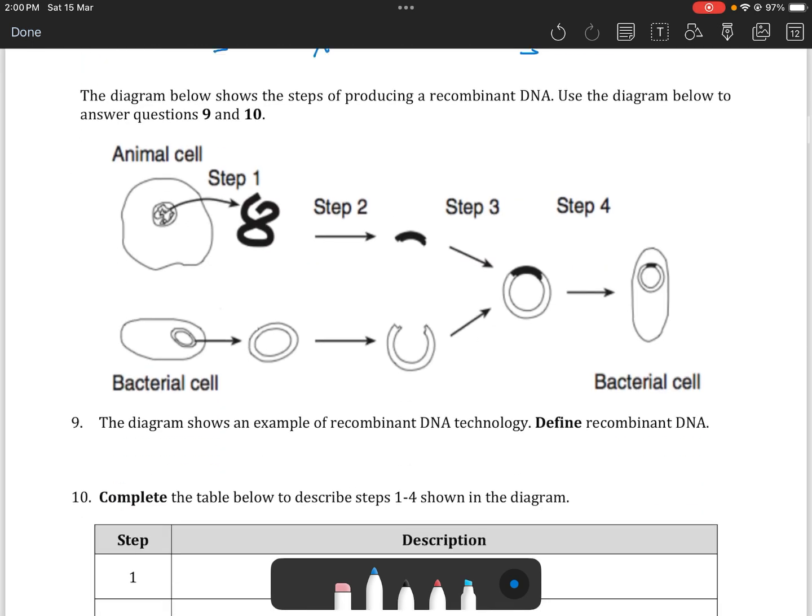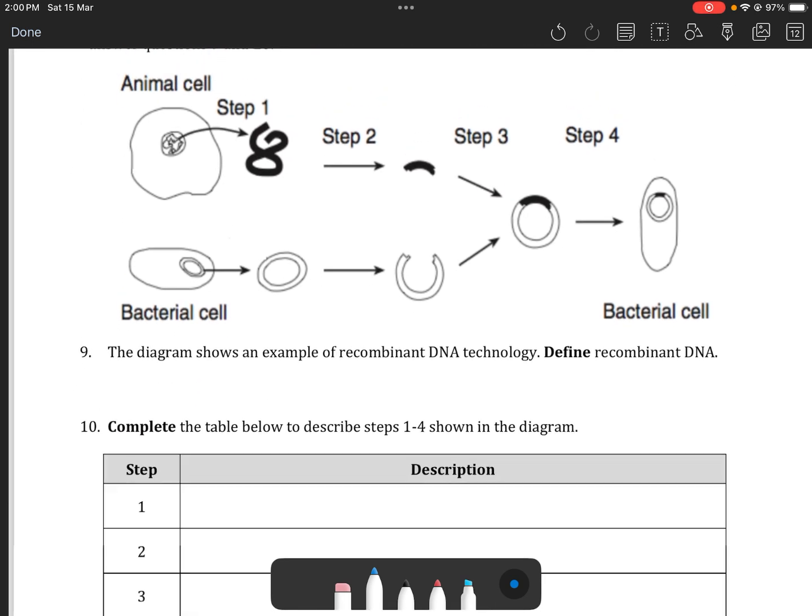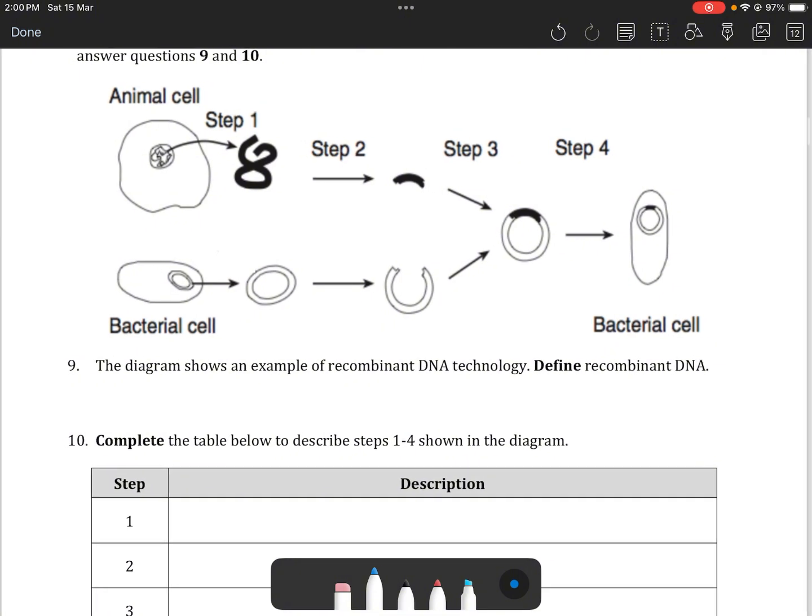The same diagram. So we know what the steps are. The first step is, we can write them down here.